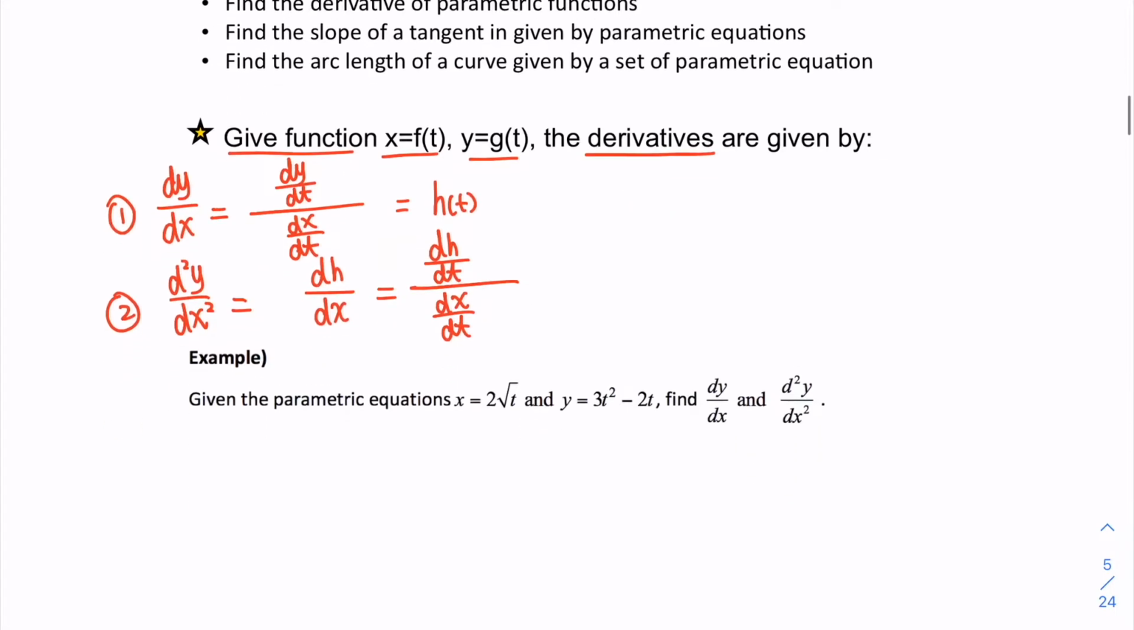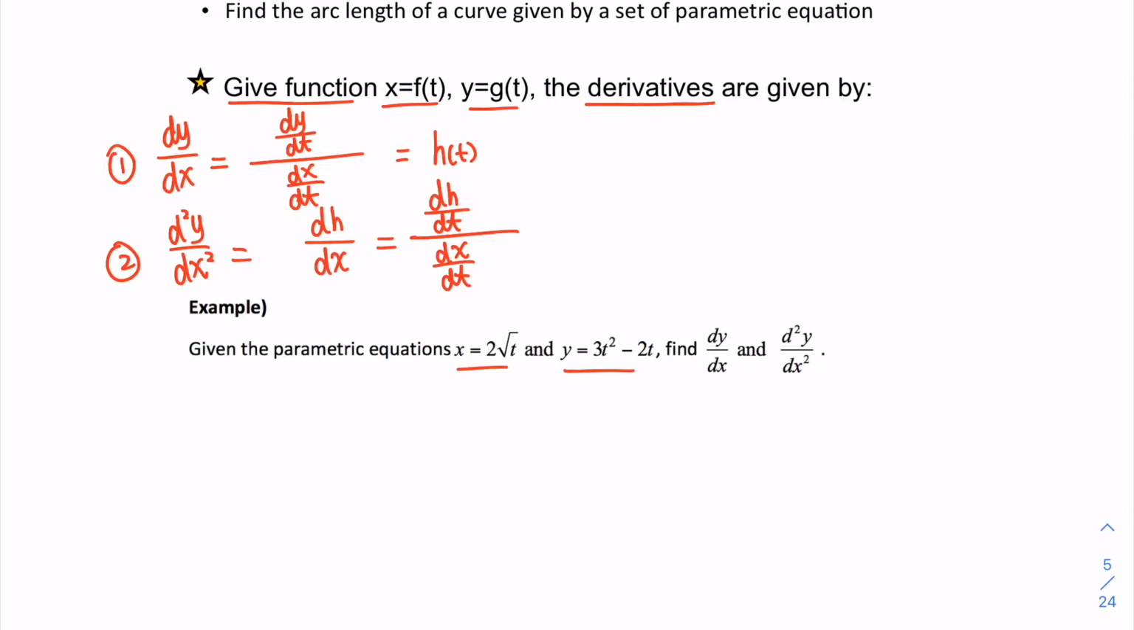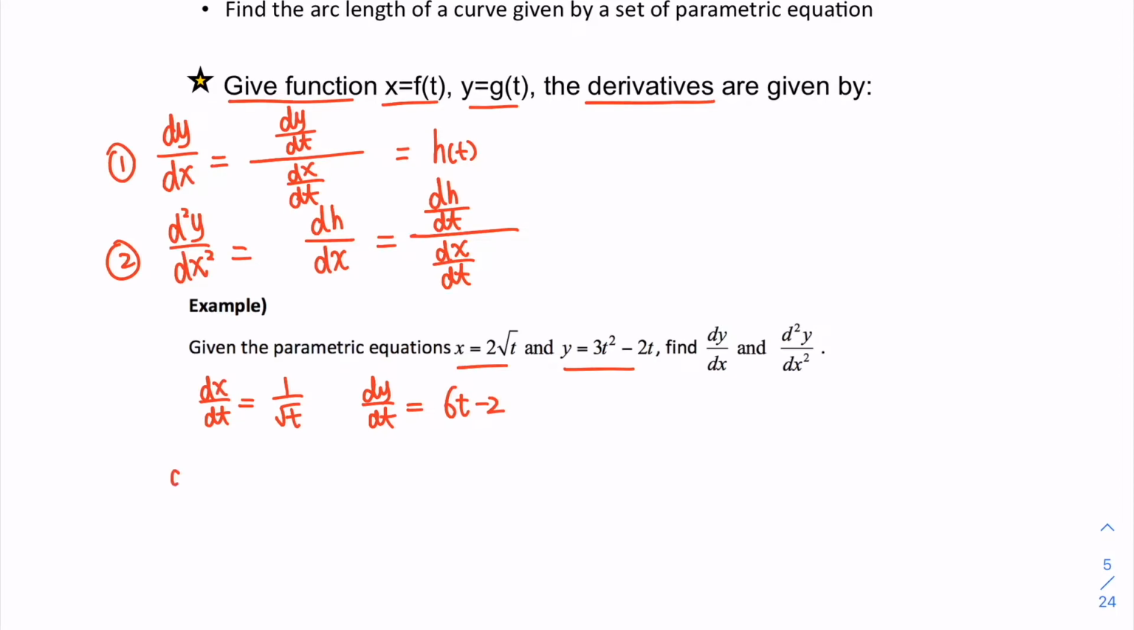Let's have a look at example 1. Given x and y, try to find dy over dx and the second derivative. So first, dx over dt, we take the derivative, gives us 1 over radical t. dy over dt equals 6t minus 2. Directly, dy over dx equals dy over dt over dx over dt, which is 6t minus 2 over 1 over radical t. We simplify it. We get this.